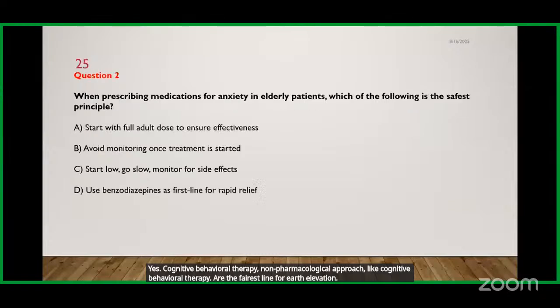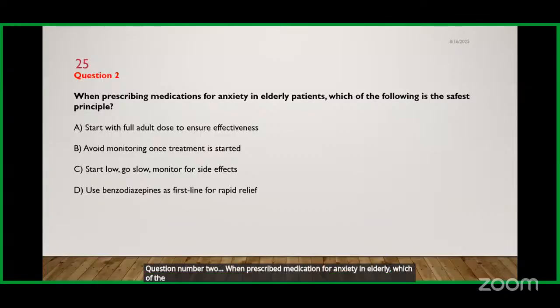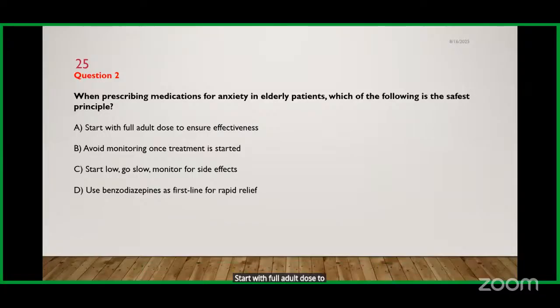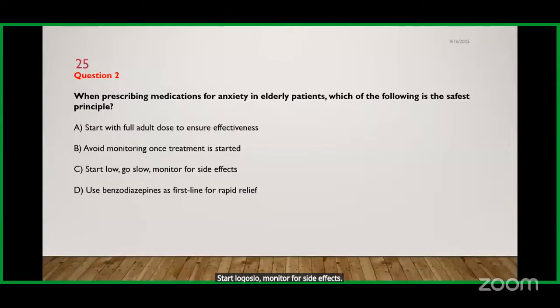Question number 2. When prescribing medication for anxiety in elderly, which of the following is the safest principle? Start with full adult dose to ensure effectiveness, avoid monitoring once treatment is started, start low, go slow, monitoring for side effects, use benzodiazepine as first line for rapid relief. Start low, go slow, monitor for side effects. Yeah, exactly. That's right. Elderly patients have altered pharmacokinetics, slower metabolism, reduced renal clearance, and are more sensitive to CNS depressants.